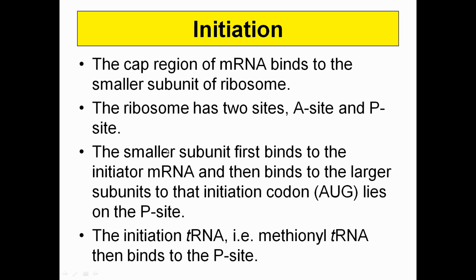The small subunit first binds to the initiator mRNA and then binds to the larger subunit with the initiator codon. This is very, very important. The smaller subunit binds first. This is a very, very important step.